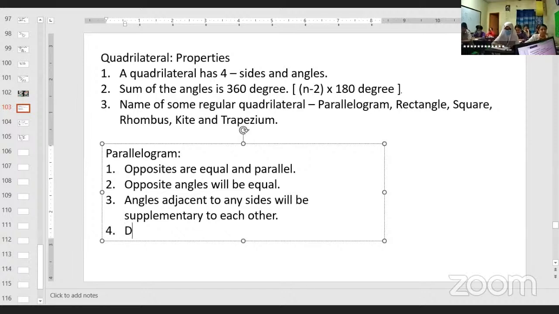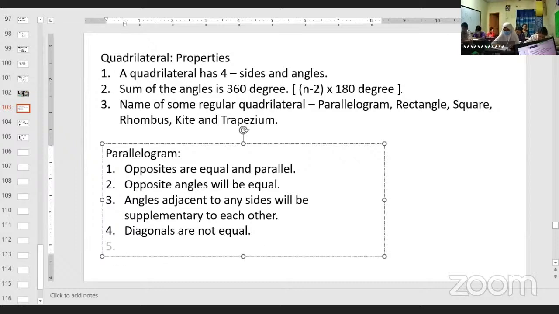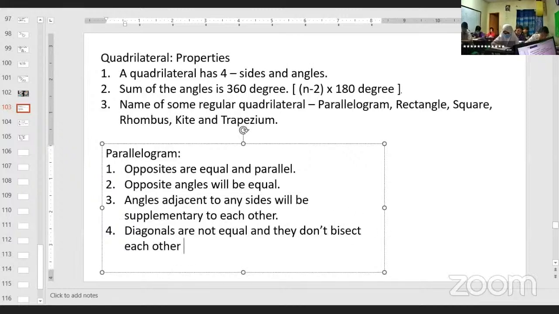And the diagonals are not equal. Diagonals are not equal, and they don't bisect each other at right angle, right? Or perpendicularly, right?